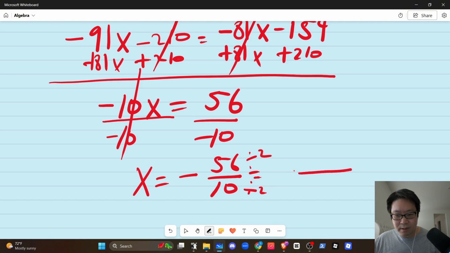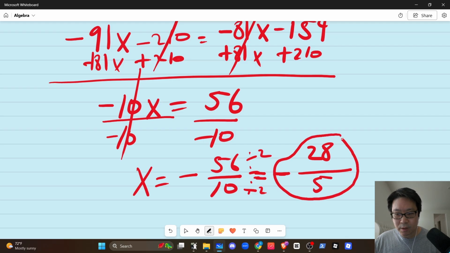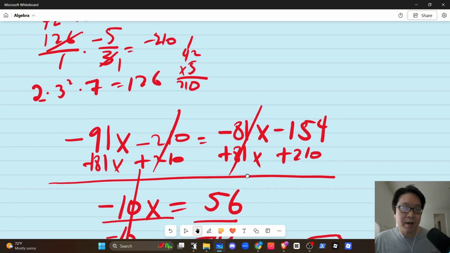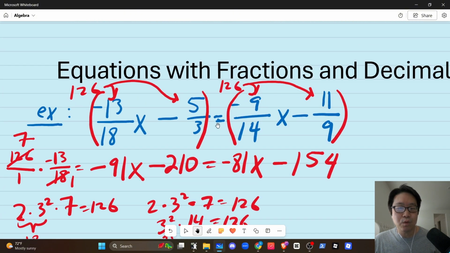And when we do that, we get negative 28 over 5. That should be the answer. And if you're unsure, you can always plug your answer, which is negative 28 over 5, back into this original equation and see if you get a true statement.